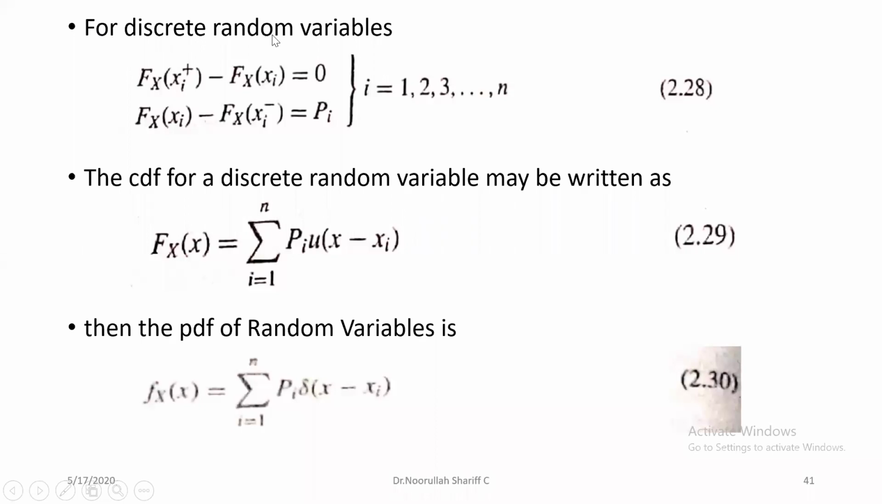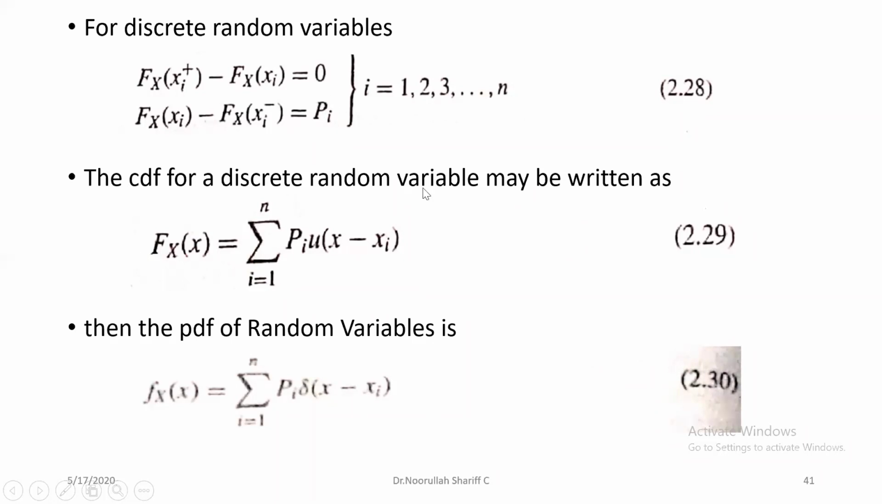So for discrete random variables, capital Fx, this is the distribution function, right? Cumulative distribution function, Fx of xi plus minus Fx of xi minus, both the terms, xi plus and xi minus, that is equal to 0. Fx of xi minus Fx of xi minus over here. So here it is between xi plus and xi. Here it is between xi and xi minus. The value will be equal to pi, because at xi exactly that will be equal to the value pi.